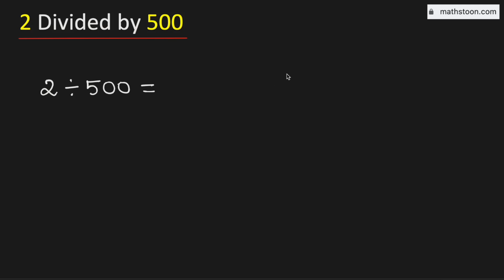In this video, we will learn how to divide the number 2 by 500 using the long division method. See that 2 is less than 500. That is why we will borrow one zero. And for that, we need to put a decimal here.